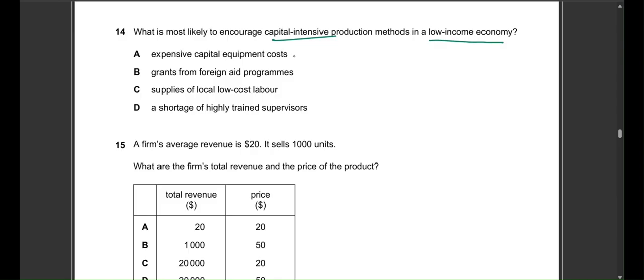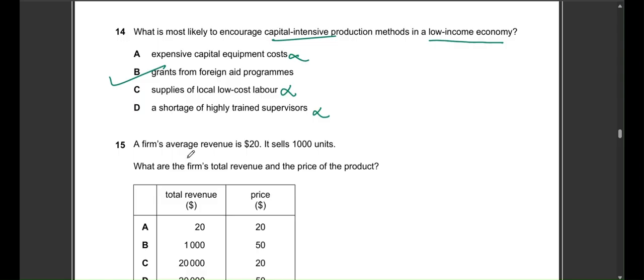Expensive capital equipment, no. If it's expensive, then why would you use more capital intensive methods? In that case, labor should be more. B, grants from foreign aid programs, okay. C, supply of local low cost labor. Again this is eliminated, if cost is low, then I'll use a higher proportion of laborers, right? D, a shortage of highly trained supervisors. Okay, this doesn't make sense. So the right answer would be option number B. That's the reason I'm using more capital intensive methods, because I'm getting grants from foreign aid.